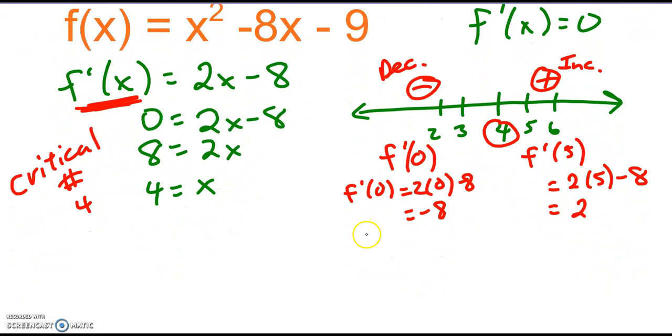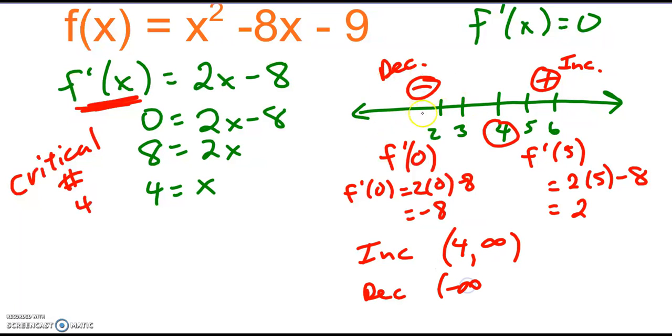So again, if we're doing our increasing and decreasing intervals, the increasing interval starts at 4, and it goes to the right or above 4, so it goes to positive infinity. We're going to use parentheses on both of those. And it's decreasing from negative infinity, so everything to the left or below 4, up to my critical value of 4.